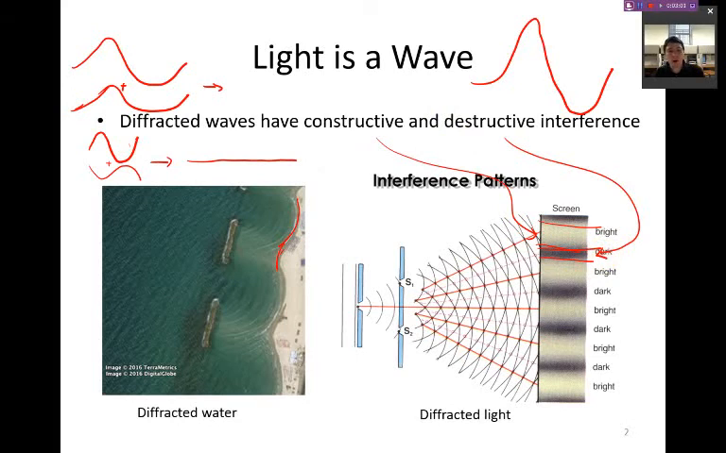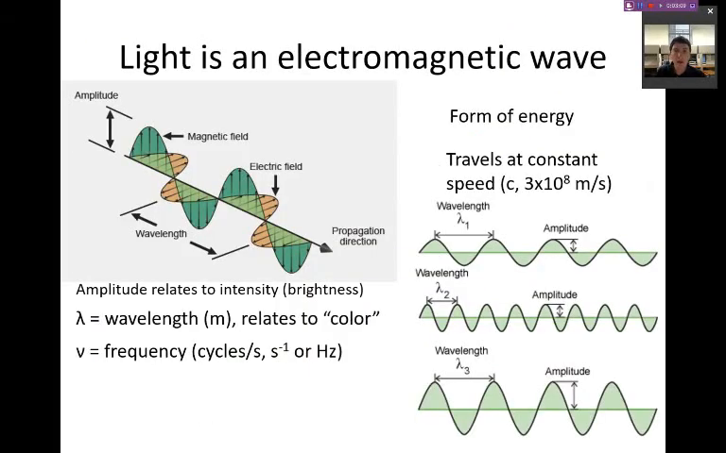And so diffraction patterns of light are probably one of the best pieces of evidence that we have that light behaves as a wave. And not only is light a wave, but we call it an electromagnetic wave. What that means is that we have magnetic fields and electric fields within light, and they are oscillating up and down, and they're perpendicular to each other. All you really need to know about this is that we call them electromagnetic waves.